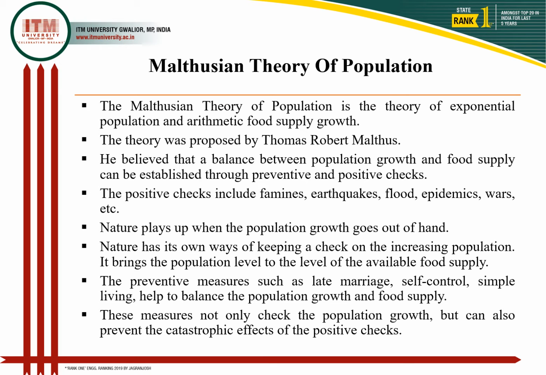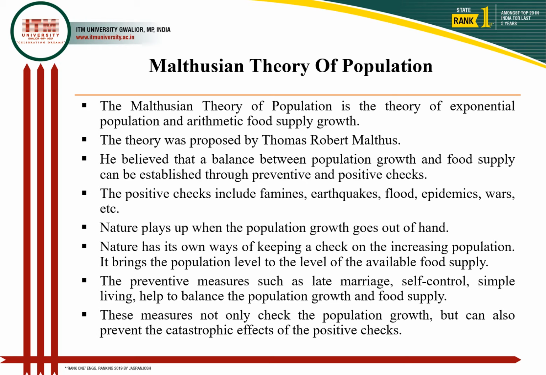Coming to the Malthusian theory of population, it indicates that the population is growing at an exponential rate, while the food supply is growing at an arithmetic rate. So Thomas Robert Malthus believed that a balance between the population growth and food supply needs to be established, and it can be established through the preventive and positive checks.